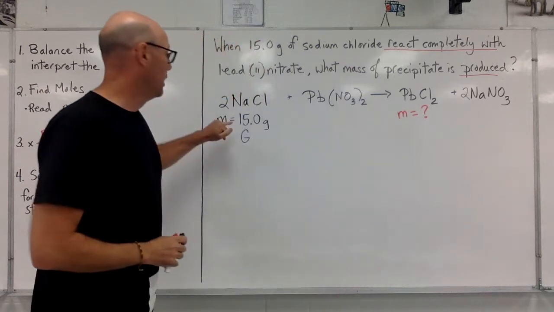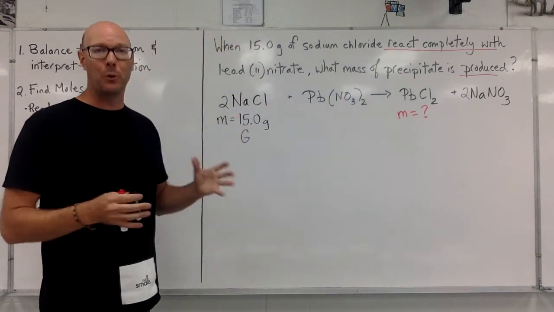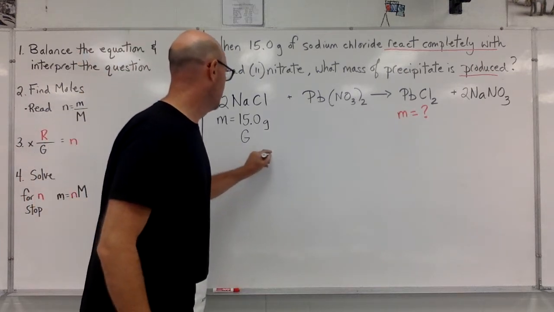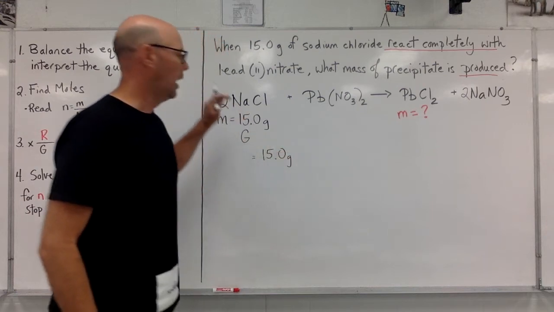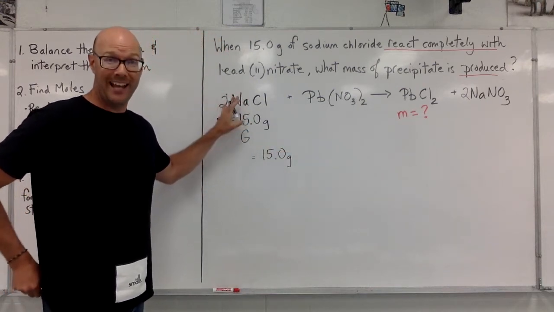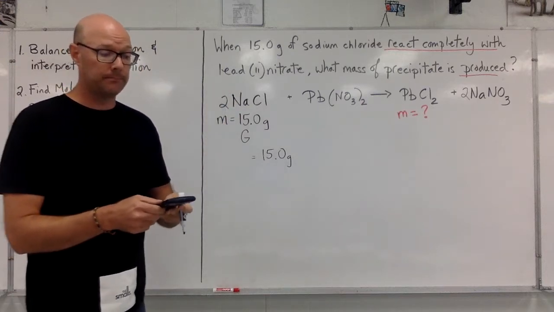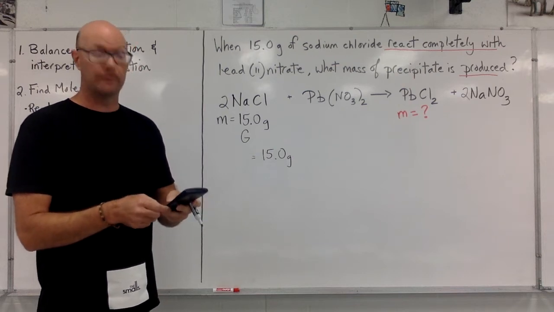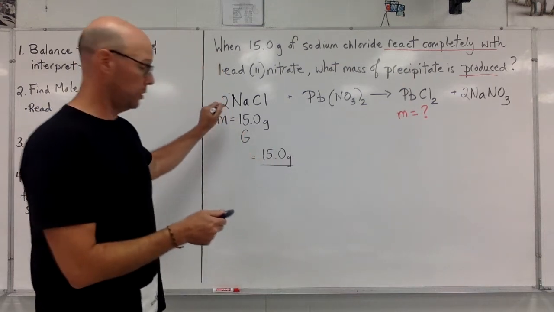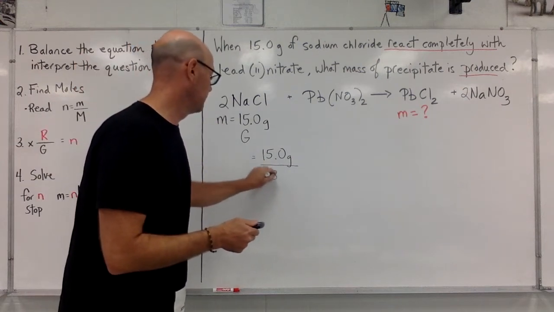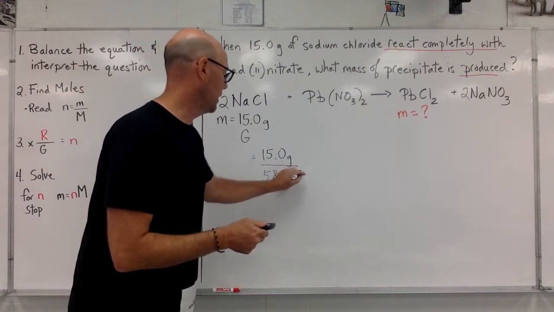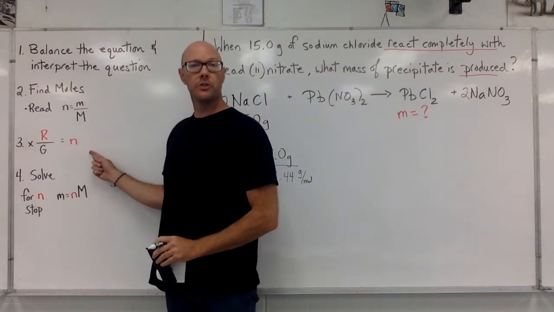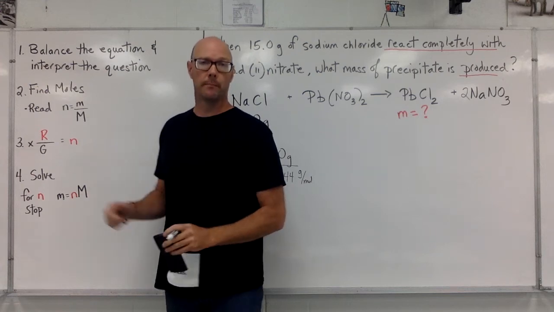We have the mass of sodium chloride, so you must use the molar mass of sodium chloride as well. This is the mass, 15.0 grams of sodium chloride. We need to use the molar mass of NaCl. Sodium is 22.99, chlorine 35.45. Molar mass of sodium chloride is 58.44 grams per mole. After we find the moles, our next step is to multiply by R over G.